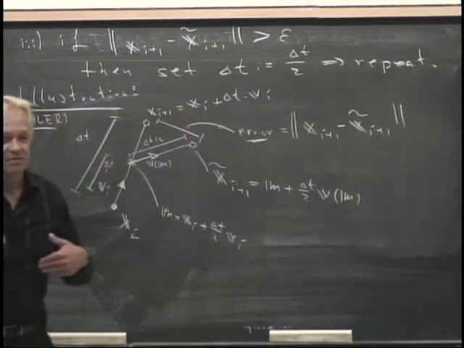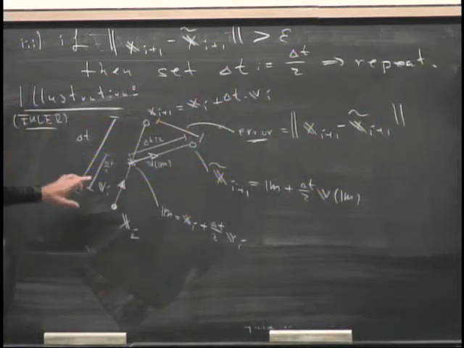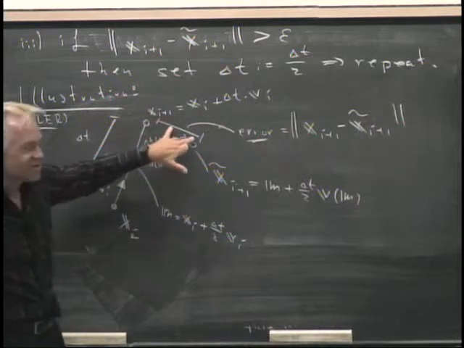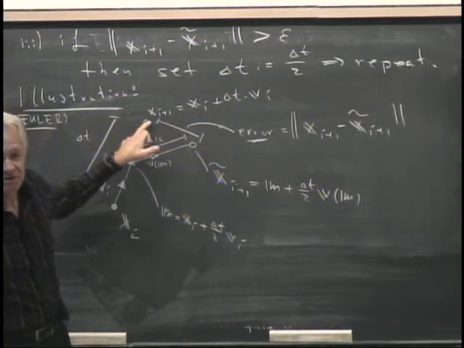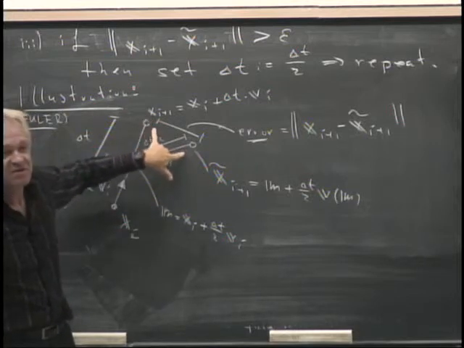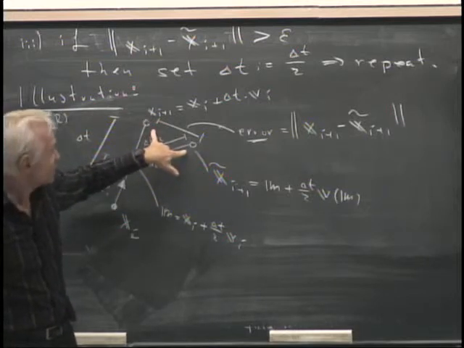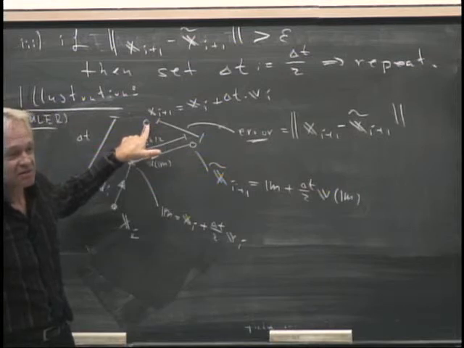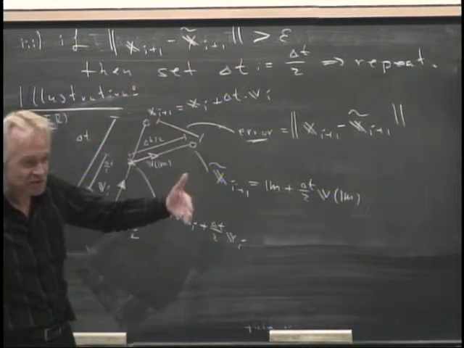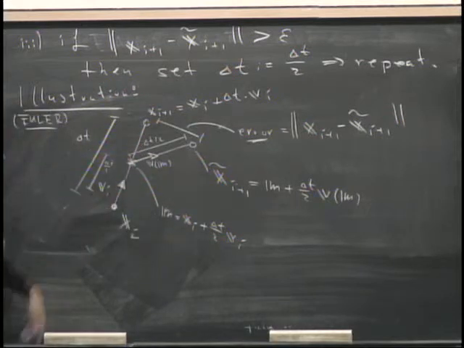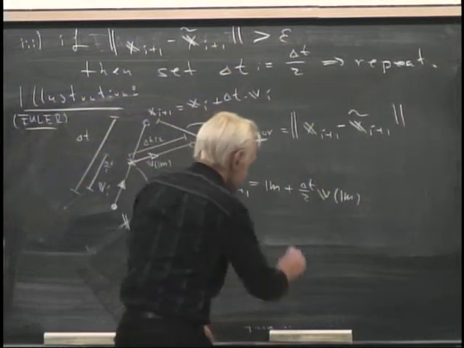And now, well, the loop goes as follows. If this error is smaller than my allowed threshold, then I'm happy with this point, I accept it. If this distance between these 2 points is too large, then I do not accept this guy. I will go back to the beginning, and I will reset my delta time to delta t over 2 and do the whole game again. Okay? So what does this mean?